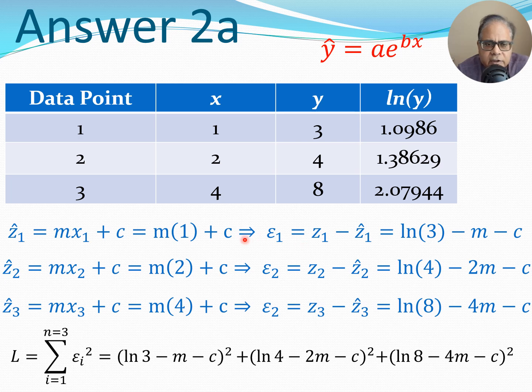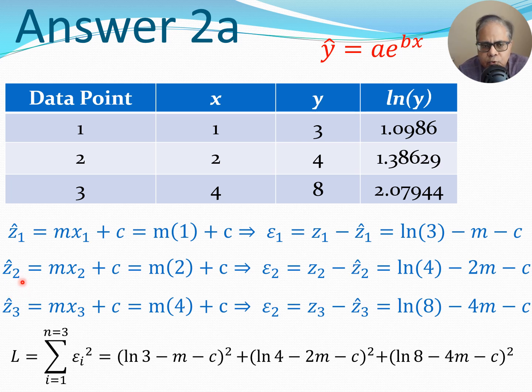So what I have done here is I have taken these 3 points and I have once again expanded it out. So I take z1 hat, that becomes mx1 plus c. So m into 1, remember x1 is 1, plus c. So epsilon 1 becomes z1 minus z1 hat. So this becomes log 3 minus m minus c. Remember that z1 is log of y, and I'm not taking the log of y here, I'm just keeping it as log 3. We can later simplify it and calculate the math.